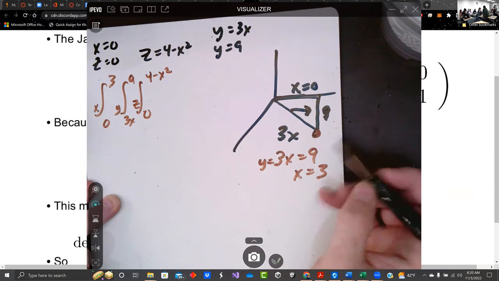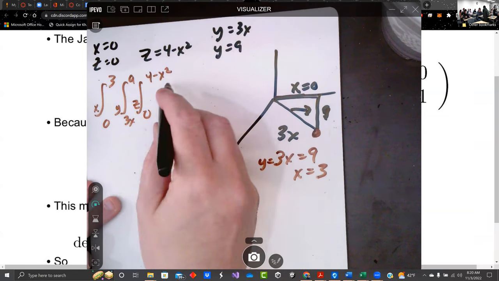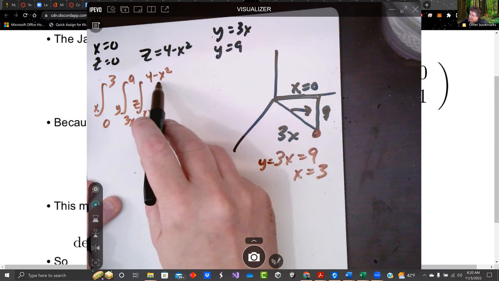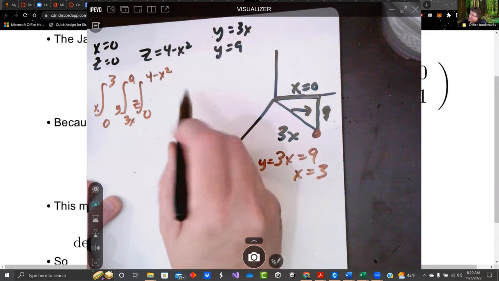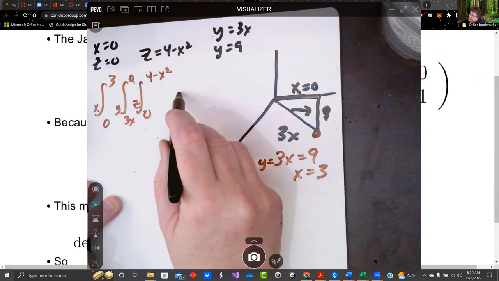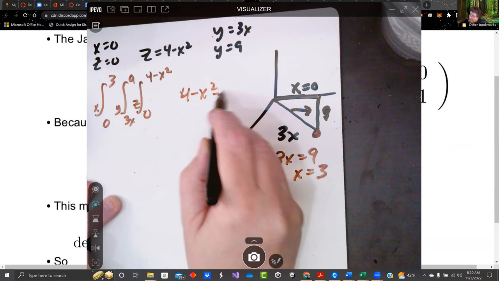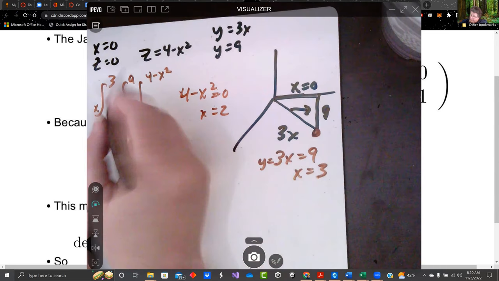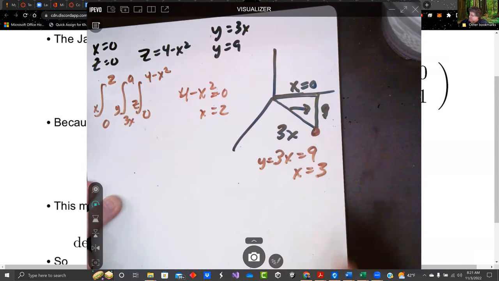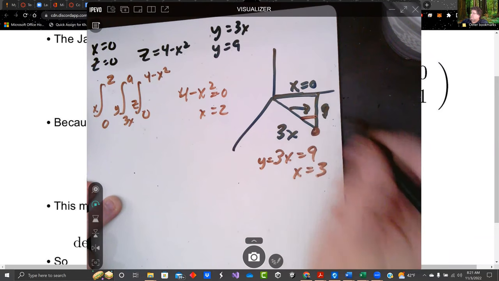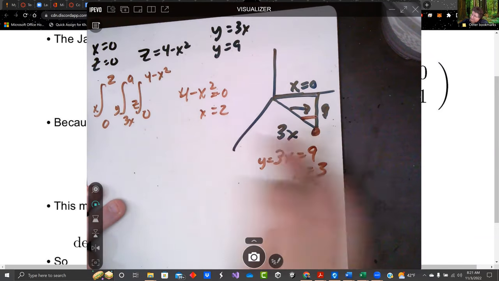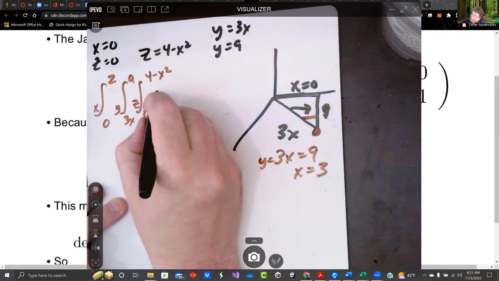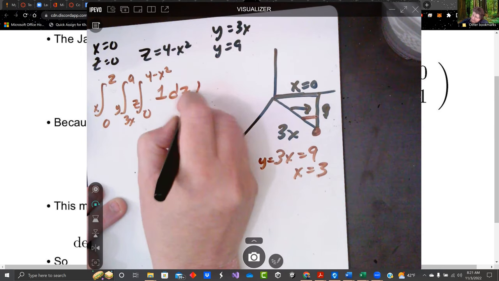Okay, this should be a lot more complicated. Because 4 minus x squared, that'll give us our boundary there. 4 minus x squared equals 0, so x equals 2. When x equals 2, that's got to be our upper limit for x. So it's not going the whole way. Good catch. And then the volume is, the function is just one, and then we've got dz, dy, dx.